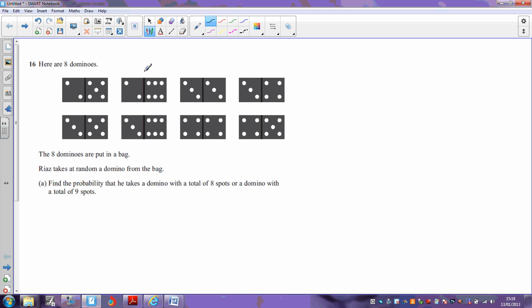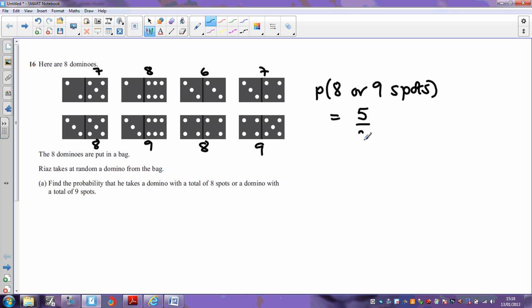Okay, so we're trying to find here the probability of a domino having 8 spots or 9 spots. If we count the number of spots, this one's got 7, this one's got 8, this one's got 6, we've got 7, 8, 9, 8, and that's 9. So the probability that he takes a domino with 8 or 9 spots, well, if we look at how many dominoes have 8 or 9 spots, it's 1, 2, 3, 4, 5. In other words, that's just 5 out of the 8 dominoes altogether.